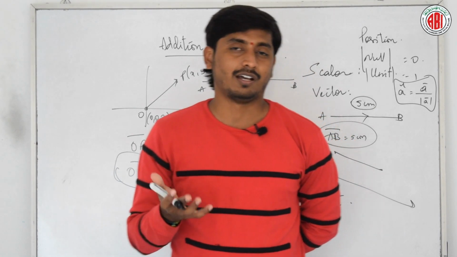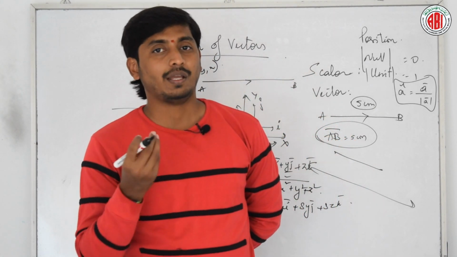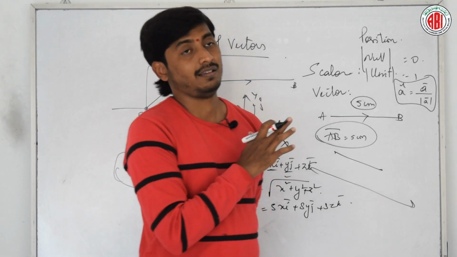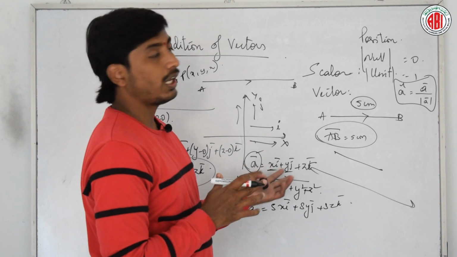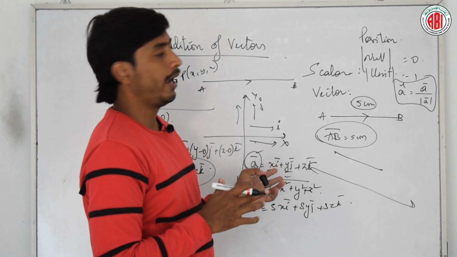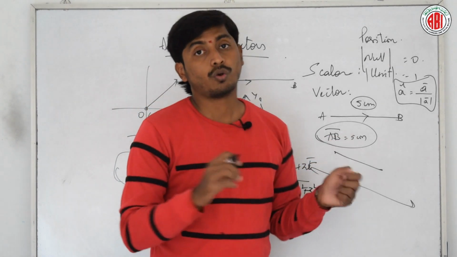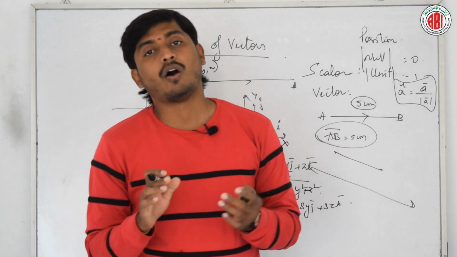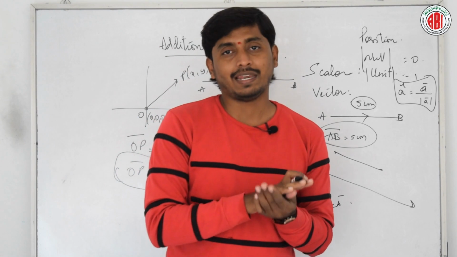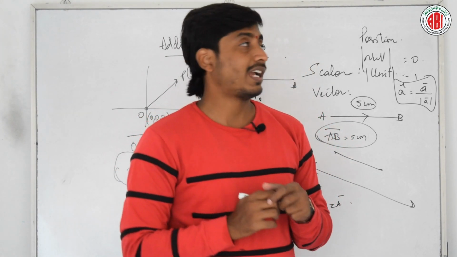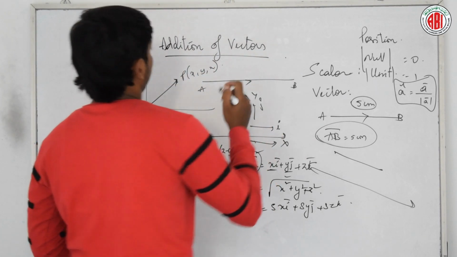Why are we discussing only the plane? Because a vector might be 2D or it might be 3D also. That's why we are discussing it as coplanar, that is, all lie in the same plane. Clear? Fine. And when it comes to addition, there are two rules you have to remember.